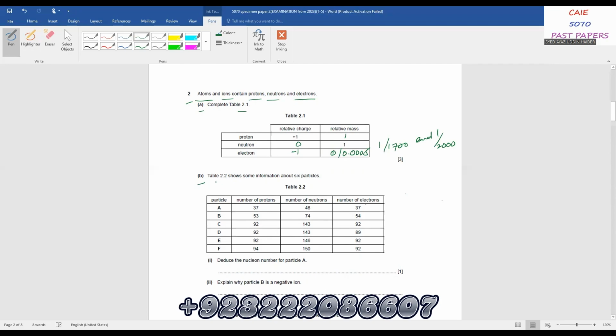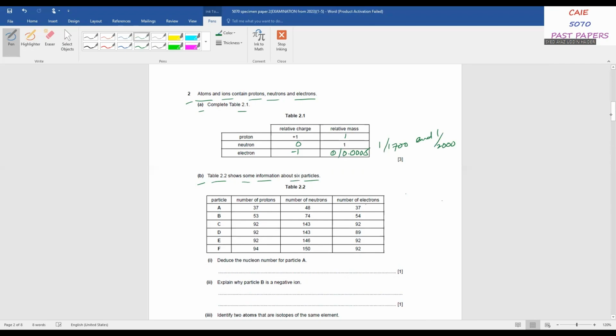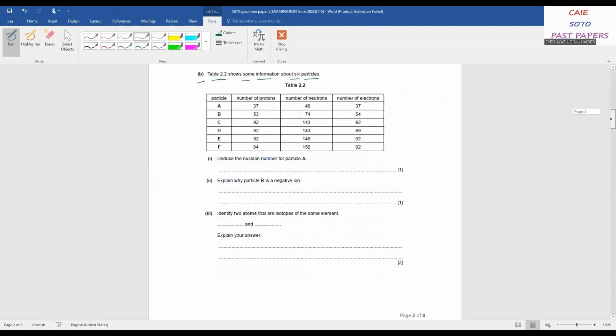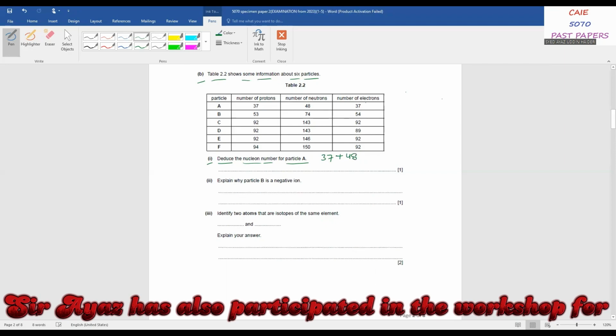Part B, table 2.1 shows some information about 6 particles. So part 1, deduce the nucleon number for particle A. For particle A, how are you going to find the nucleon number? You will simply add up the protons and neutrons. That will be 37 plus 48. What you will get? You will get 85.